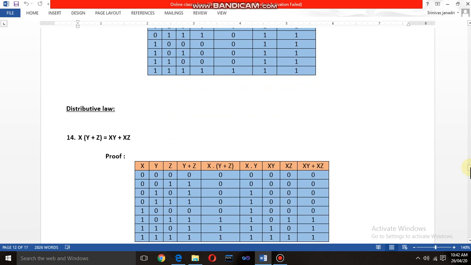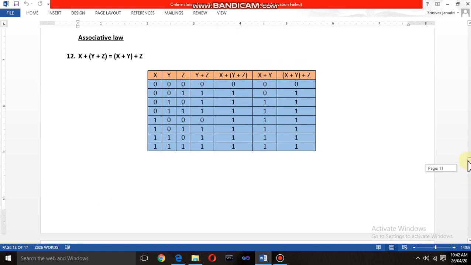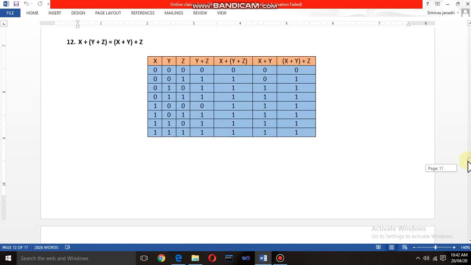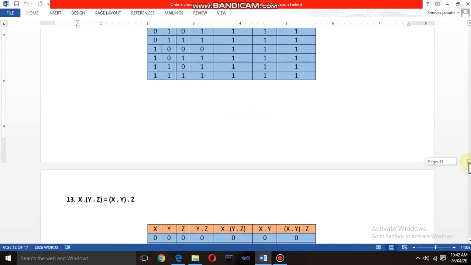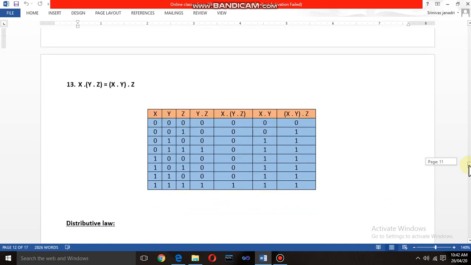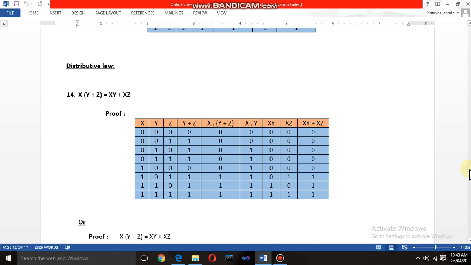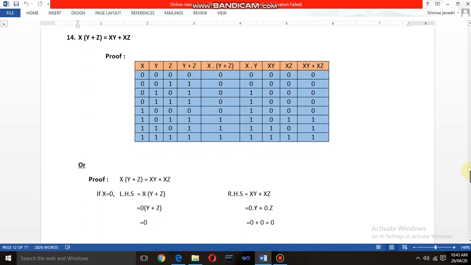In the last video, we discussed 13 expressions, including the associative law, properties of 0, properties of 1, the commutative law, and so on. For proof purposes, we just used truth tables for those basic laws or postulates. For the distributive law and absorption law, I have given two different types of proofs, where one is the truth table method and another one is the algebraic method.